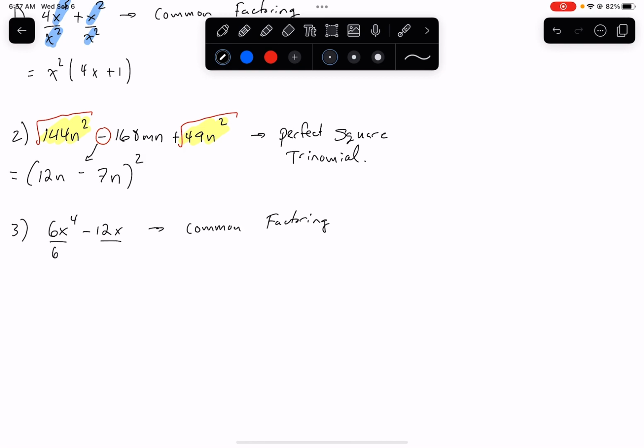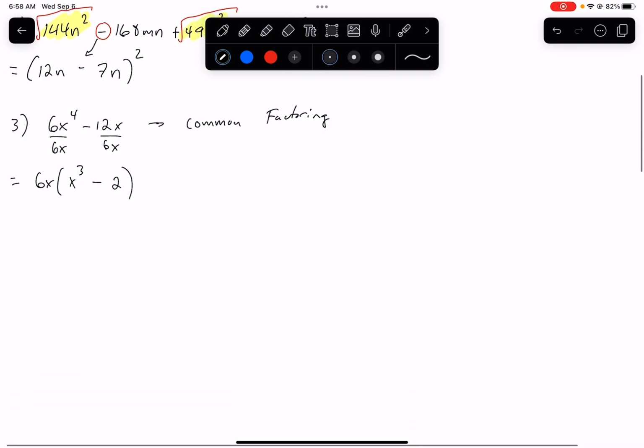So it looks like I can remove a 6x from both of these things, and when I remove it, I must write it out front. And when I divide 6x to the power of 4 by 6x, I'm going to get x cubed. And 12x divided by 6x is just going to be minus 2. Okay. Number 4.